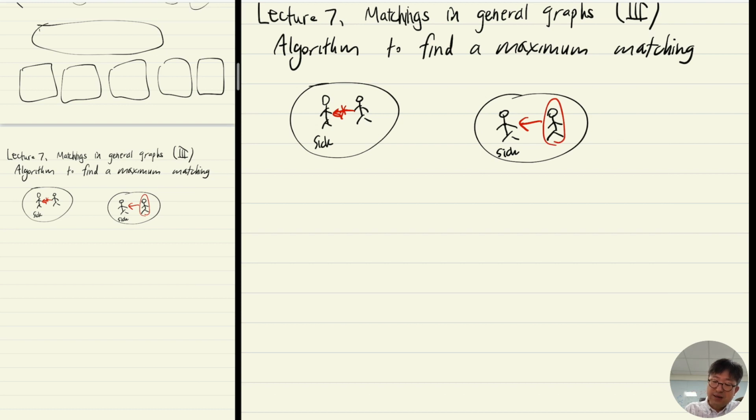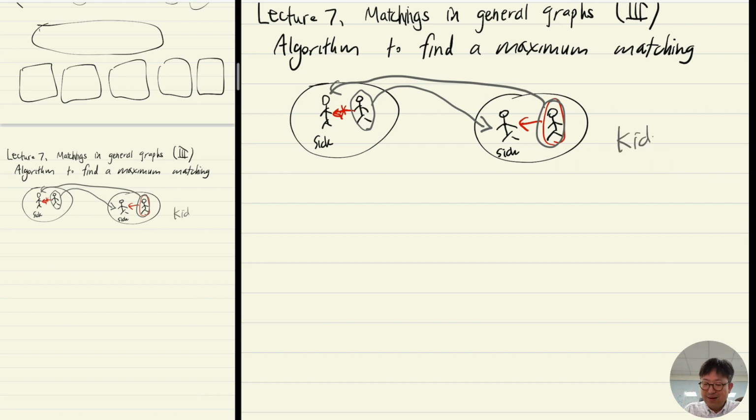So what they did is to find the two families and convince this person to donate the kidney to the sick person over here, and convince this person to donate to the sick person over here. Right? This way, everybody is happy. So this is what's called the kidney swap or kidney exchange.